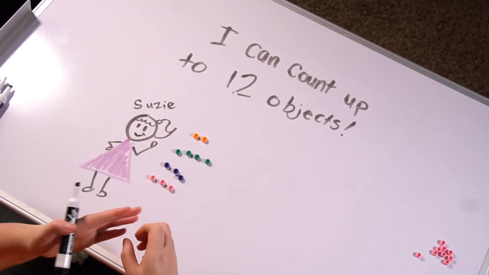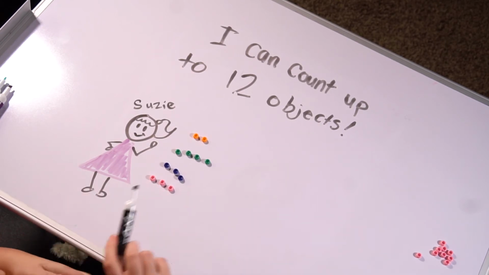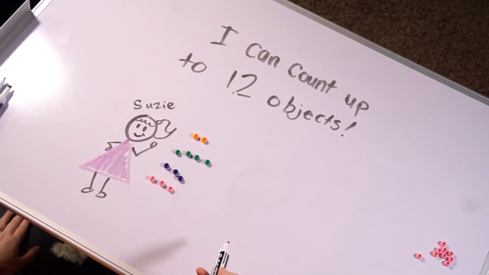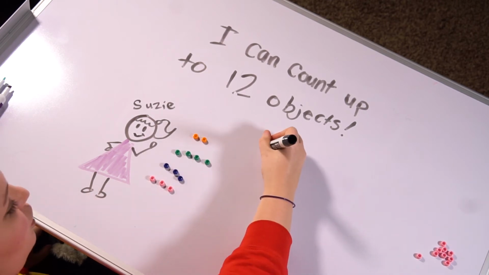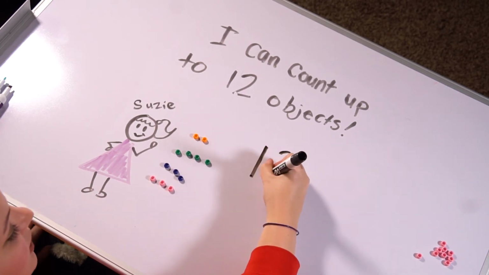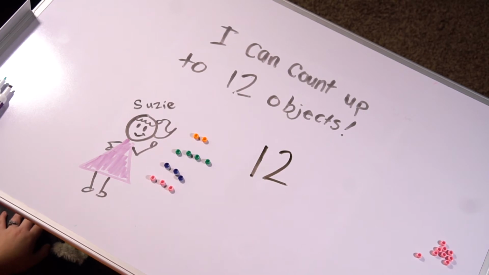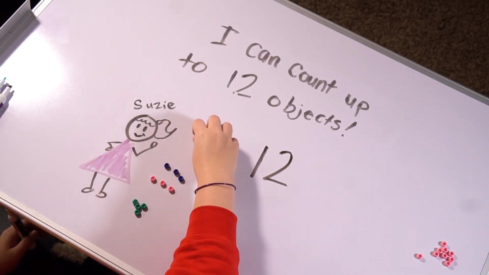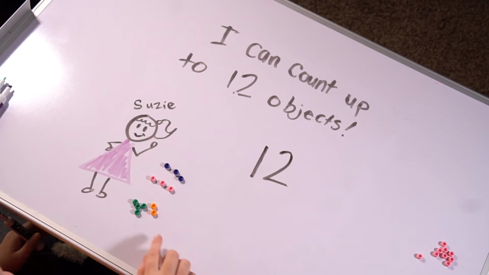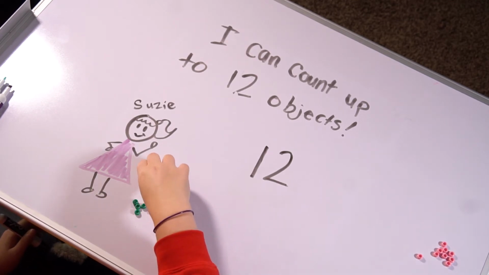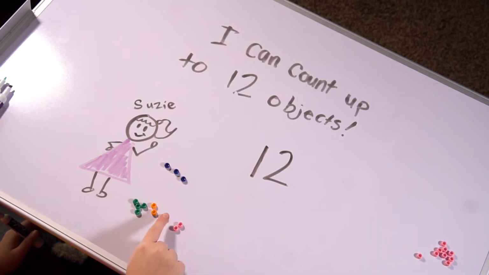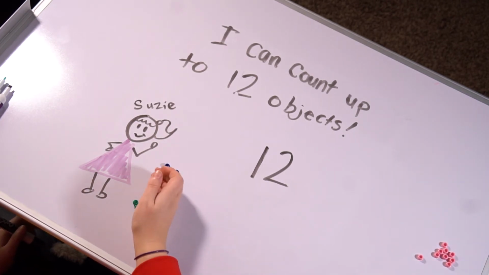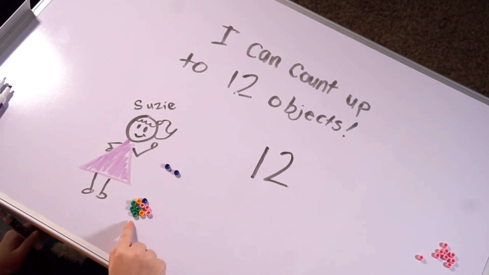Remember when we talk about our straws, we talk about having a bunch. We have a bunch and then some ones. We have 12. It's a 1 and a 2. Let's talk about why it's a 1 and a 2. Let's split these up. 4 beads, 4 green beads, and 2 orange beads. That's 6 beads. 7, 8, 9 beads, 10 beads. We have a bunch right there of 10 beads.